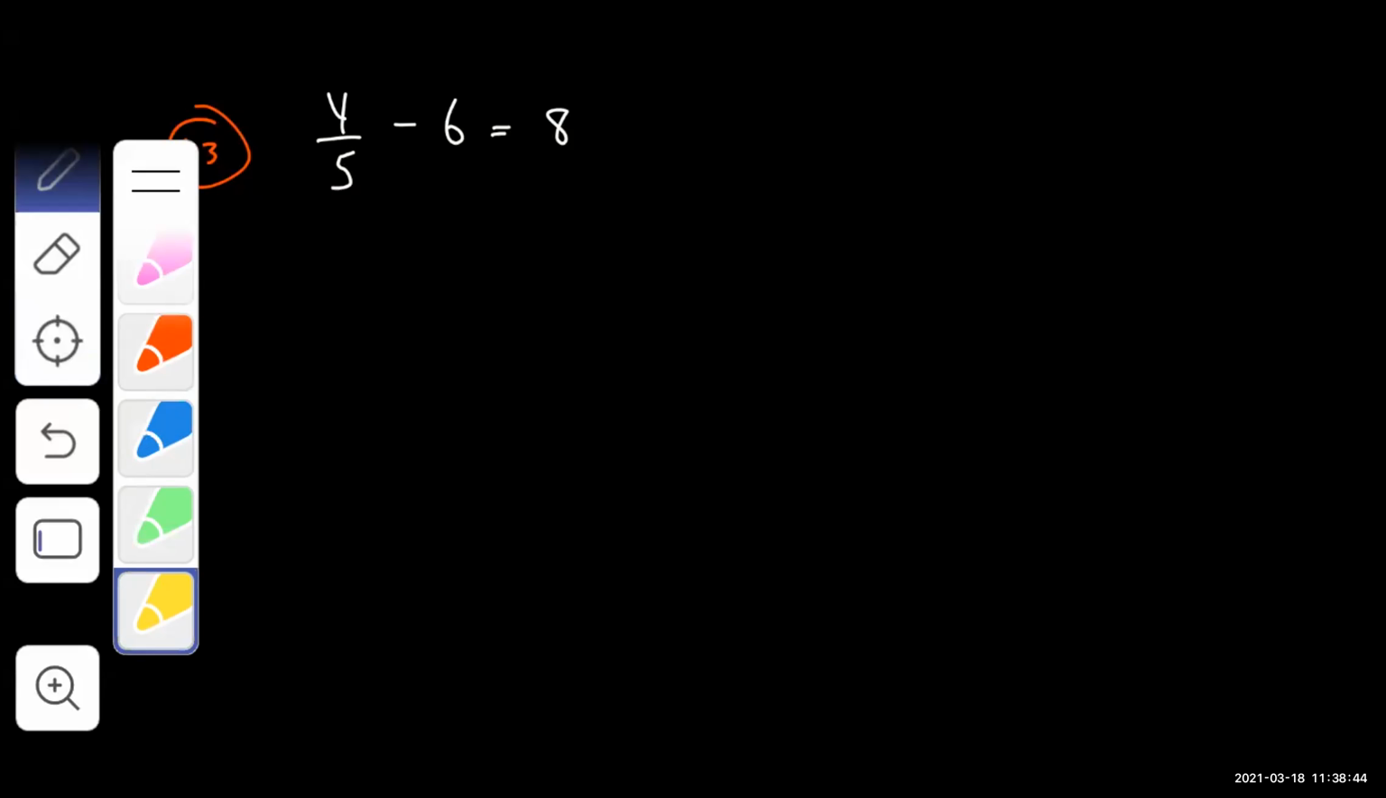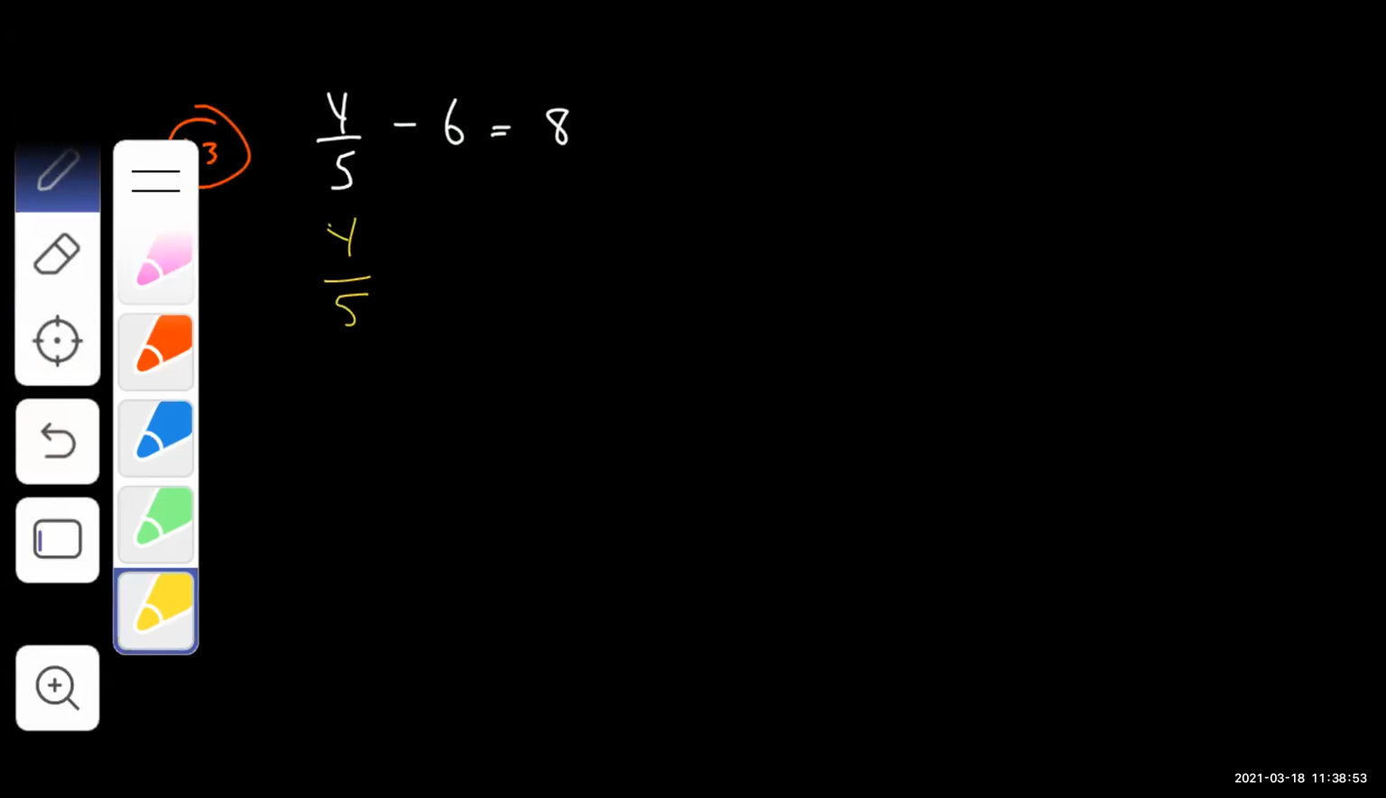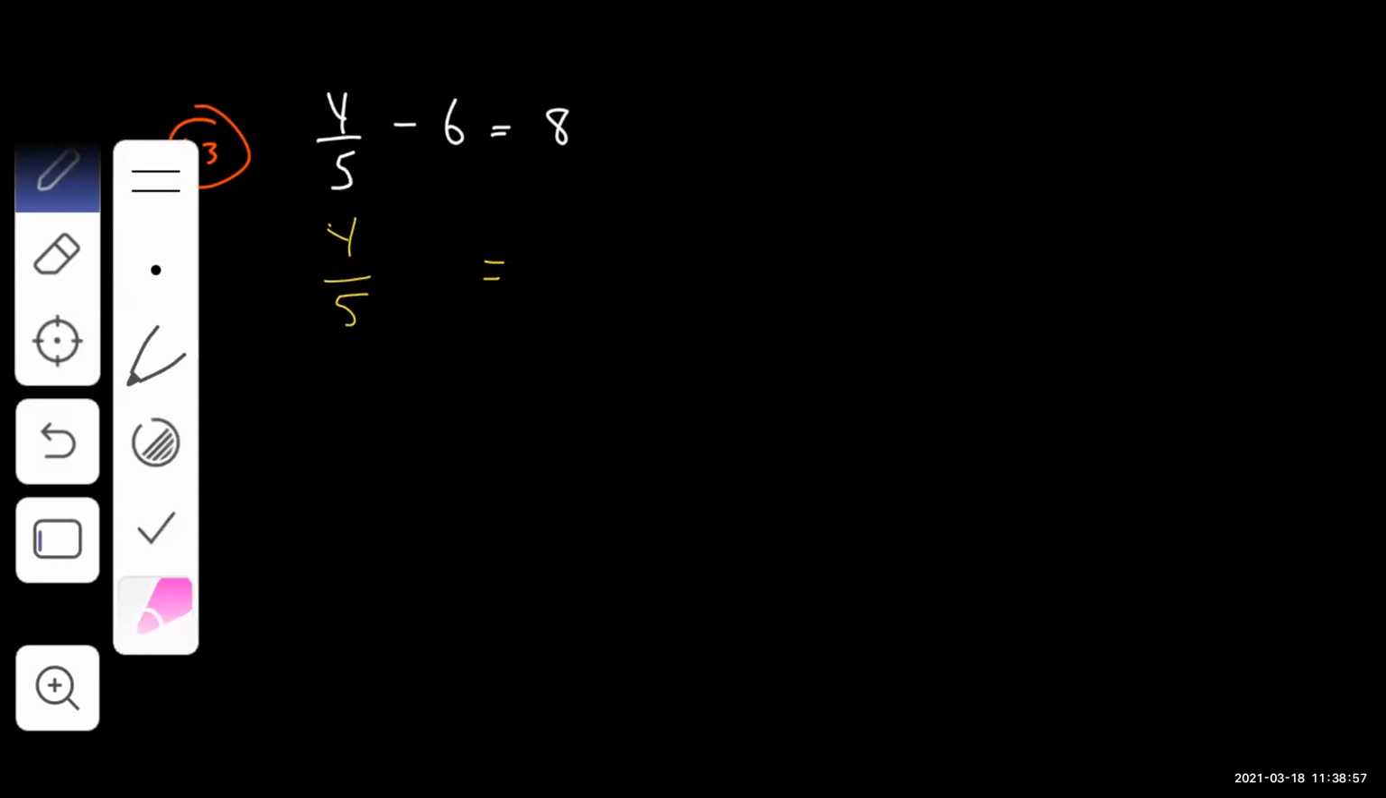Let's have a look at this. y over 5 is right here. I do not have another y. Take a look, this is the only variable. Then I'm going to say equals. The 8 is already on the right side, so I just bring it down.